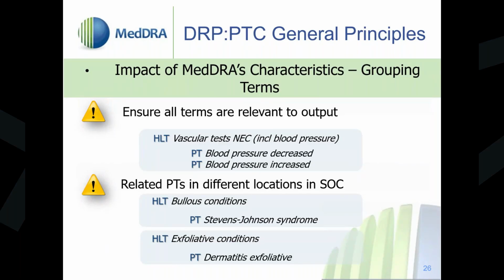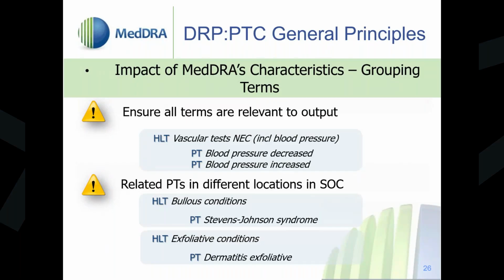They could be in different groupings within the same SOC, like in different HLTs or different HLGTs, or they may even be located in more than one system organ class. For example, in the skin SOC, there is an HLGT, a high-level group term that contains dermal and epidermal conditions. And this HLGT has subgroupings. One of them is bullous conditions, and one of them is exfoliative conditions.